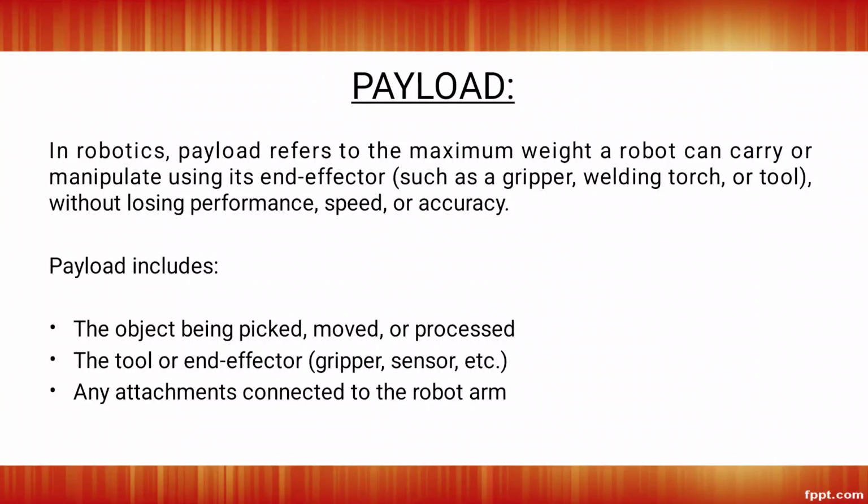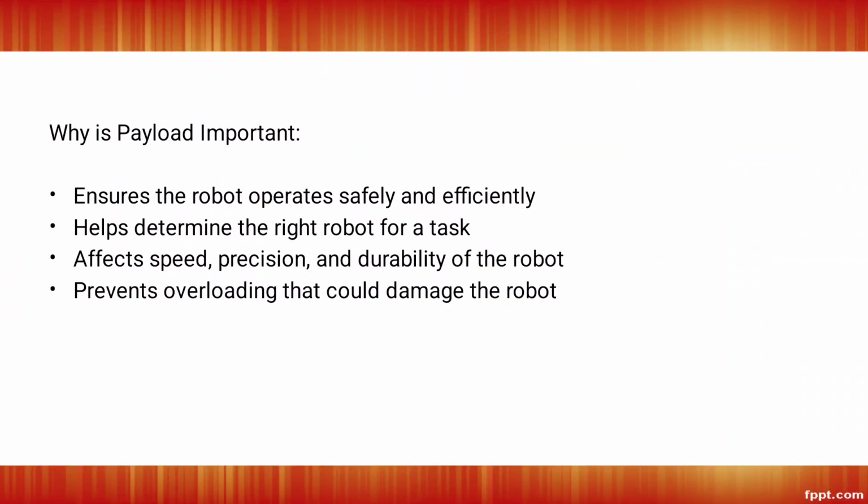Next, what is payload? In robotics, payload refers to the maximum weight a robot can carry or a manipulator can use with its end effector without losing performance, speed or accuracy. So the payload includes the object being picked, moved or processed, the tool or end effector, or any attachment connected to the robotic arm. So, why is payload important?